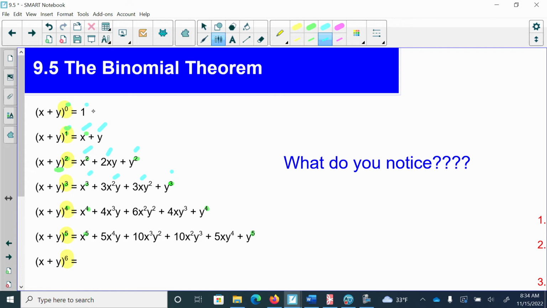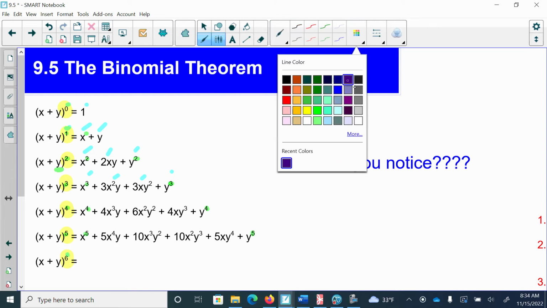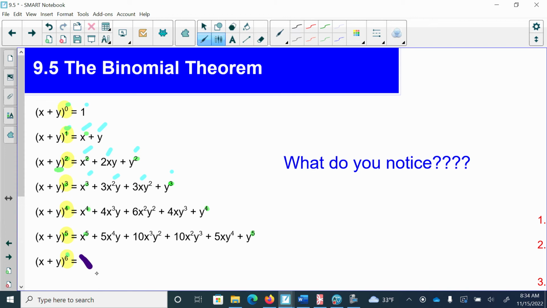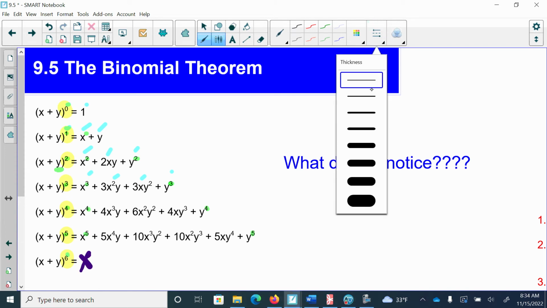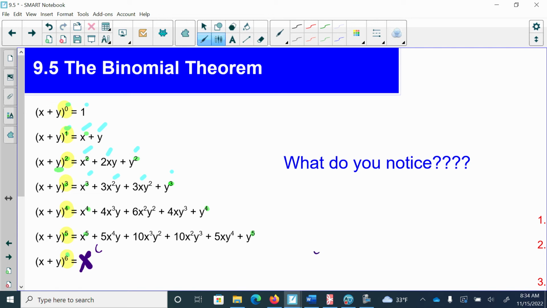So when I go down here to do this x plus y to the 6, there's some things that I can write. Since it's raised to 6, I realize that I am going to have 7 terms. I know based on what we talked about before that my first term is going to be x to the 6. Whoopsie, that's really thick. And my last term, way back here, is going to be y to the 6. I know that I'm going to have 7 terms.